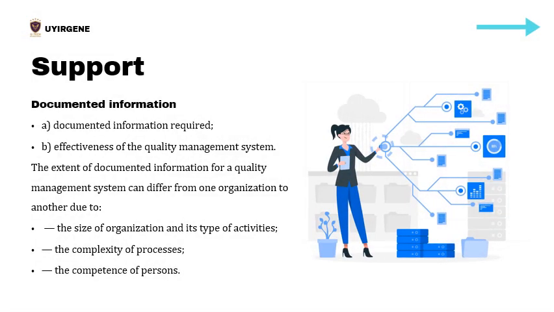Documented information. The organization's quality management system shall include documented information required by the ISO 9001 international standard, and documented information determined by the organization as being necessary for the effectiveness of the quality management system. The extent of documented information for a quality management system can differ from one organization to another, due to the size of the organization and its type of activities, processes, products and services, the complexity of processes and their interactions, and the competence of persons.